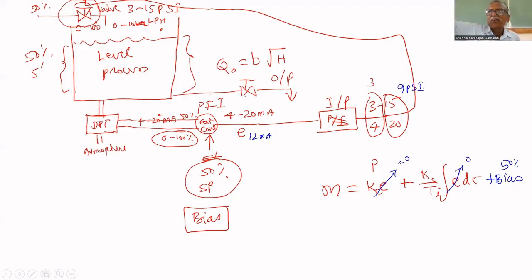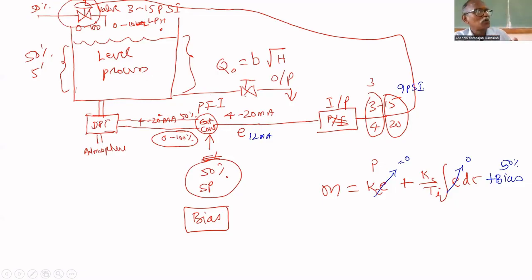The road is horizontal, no wind. The speed is 60 kilometers per hour. The set point is 60 kilometers per hour. Speed is 60 kilometers per hour. What is the error? 0. Are you giving some acceleration or not? You are giving some acceleration to maintain 60. That is called a bias.